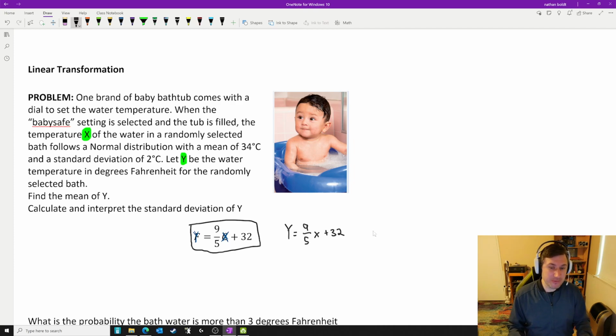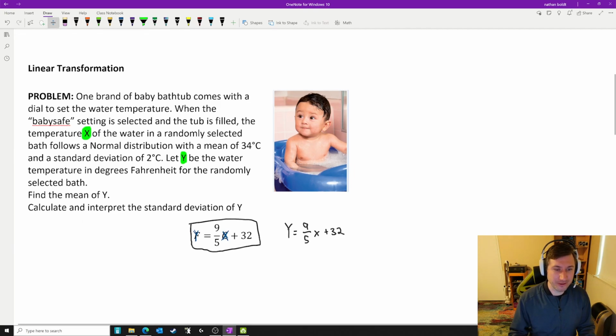So this distribution is going to change a little bit. How is it going to change? Well, the shape is not going to change. They said it was normal before. It's going to be normal afterwards. So our shape is still going to be normal.